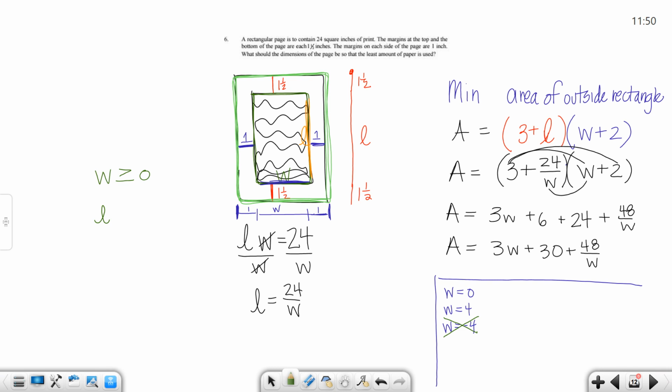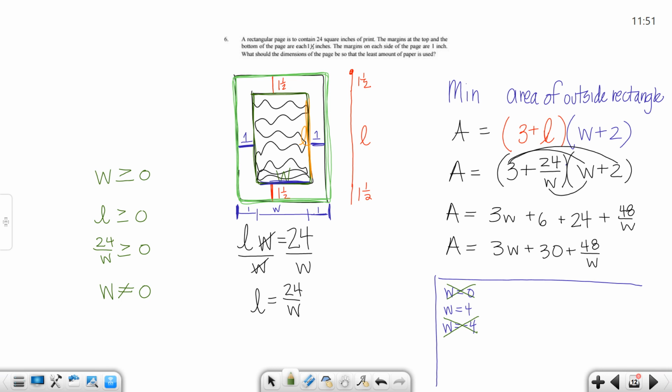The second part is that the length has to also be positive. Well, the length is 24 over w. That has to be positive. But what's more important to me there is that you can't divide by 0. See how that w is in the bottom? You can't divide by 0. That would give you something that's undefined. So what I know from this particular part is that w cannot be 0. It would give you an undefined length. So w can't be 0 either.